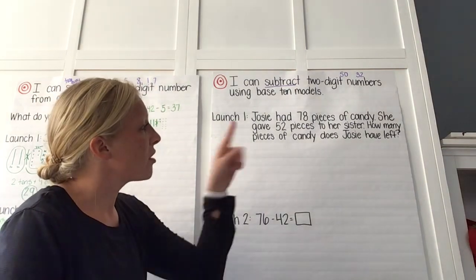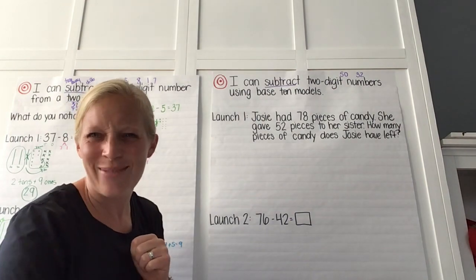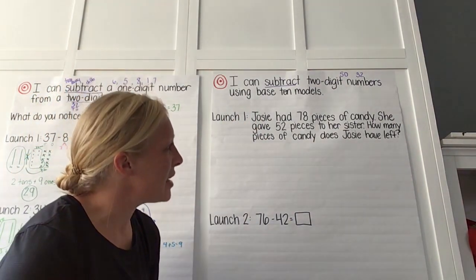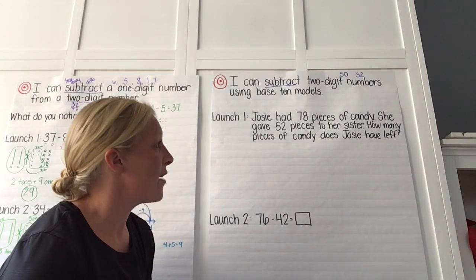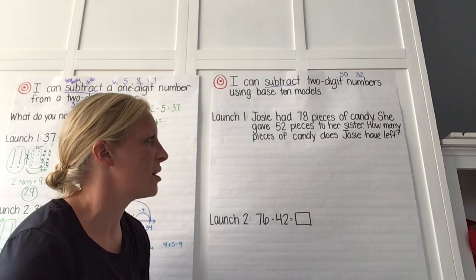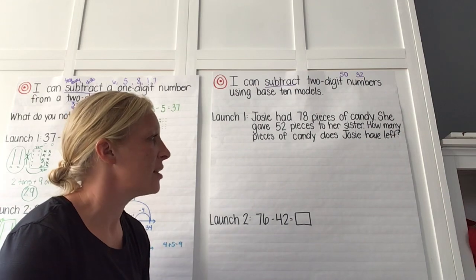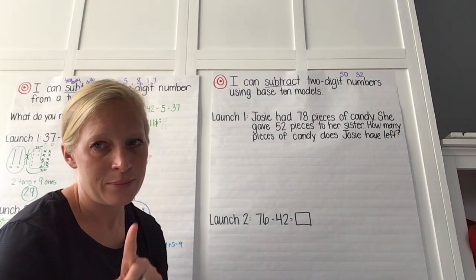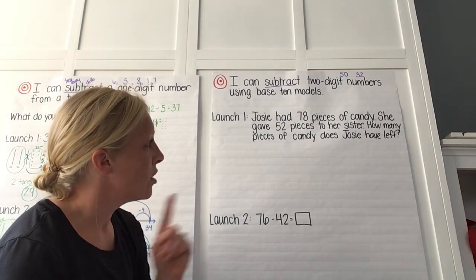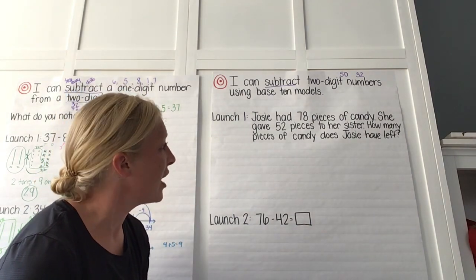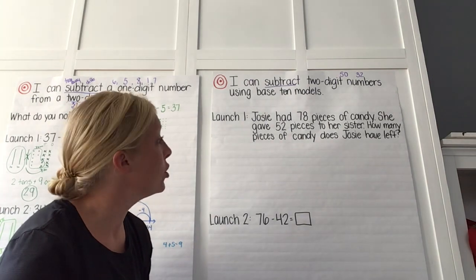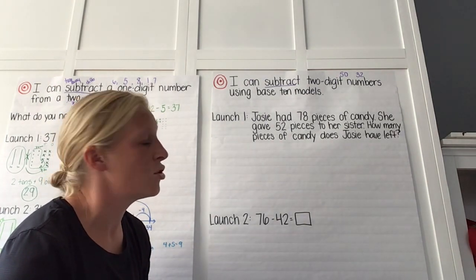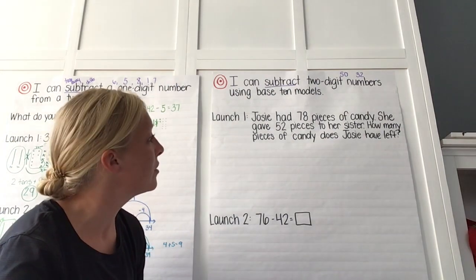So we're going to start off with a story problem first, just to kind of wet our whistle. Josie had 78 pieces of candy. She gave 52 pieces to her sister. How many pieces of candy does Josie have left? Let's take a minute and think about that. Josie had 78 pieces of candy. She gave 52 pieces to her sister. How many pieces of candy does Josie have left?